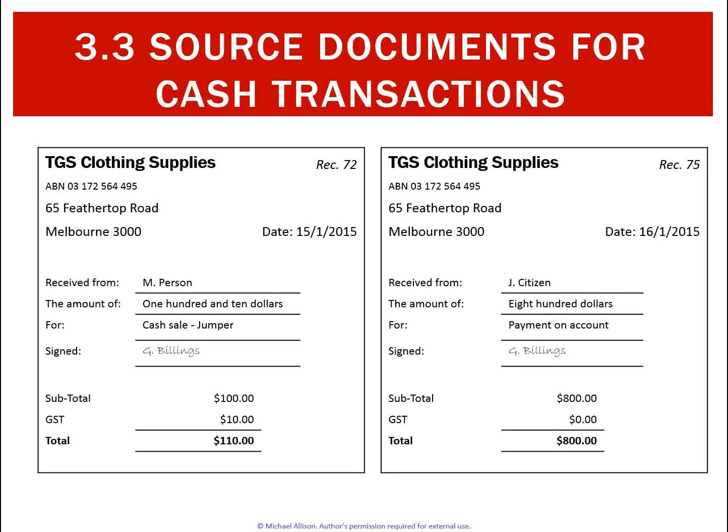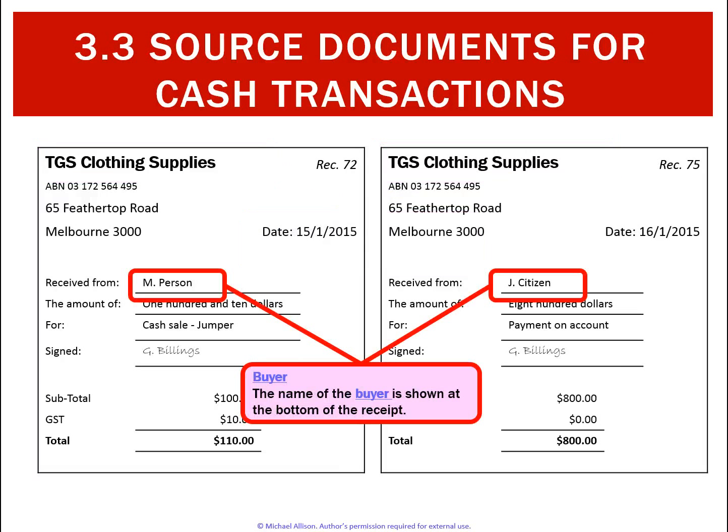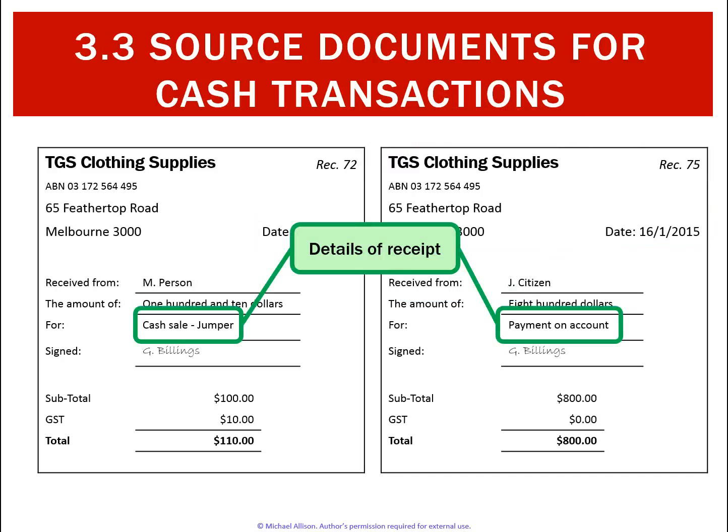Just looking at a typical cash receipt, the things you want to look out for is the name at the top will be the name of the seller. That's the person who issues the document. The name underneath will be the buyer, or the person who is actually being issued the document, usually the customer. We've got a receipt number. Each receipt should have a distinct number. We've got the date that it was issued.